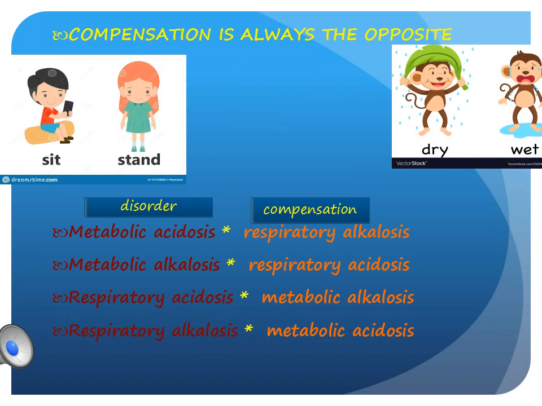So, just given some graphical representations for simple opposites like dry, wet, and sit and stand. So for metabolic acidosis, the compensation is going to be the opposite. Like the opposite of metabolic is respiratory and acidosis is alkalosis. For metabolic alkalosis, the second one, the opposite of metabolic is respiratory and alkalosis is acidosis. Third, for the respiratory part, respiratory acidosis, the opposite of respiratory is metabolic and acidosis is alkalosis. Fourth, respiratory alkalosis, the compensation is going to be metabolic acidosis.